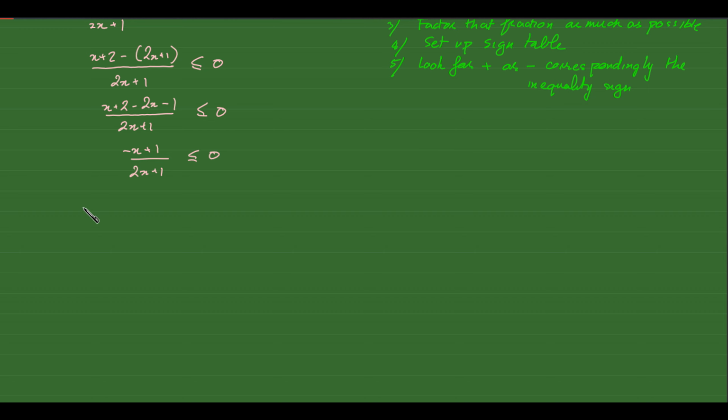In order to set up the table, this is what you have to do. You have to find the value of x for the top and the bottom. So we need to find the value of x. We're going to set each equal to 0 and solve for x. Solving a rational inequality has more steps. So over here you have x equal to 1. Over here you have x equal to negative half. After you get these two values, we're going to put them on the number line.